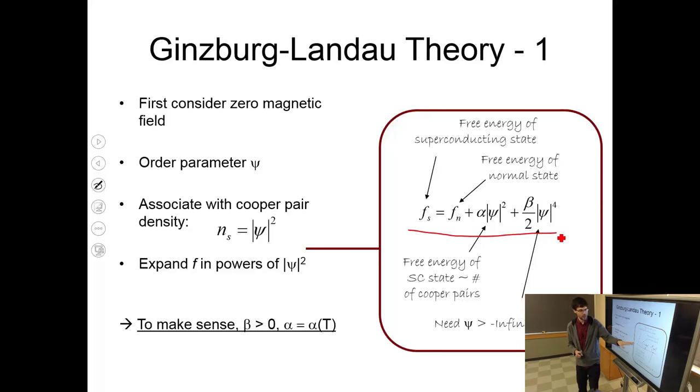And then he also had an argument that odd powers should not be there, because they violate some fundamental symmetries of space. So psi and psi cubed are not good, because psi can be a complex number, and then psi or psi cubed will give you complex energy, which is not a good thing. Okay, so basically that's the entire theory.